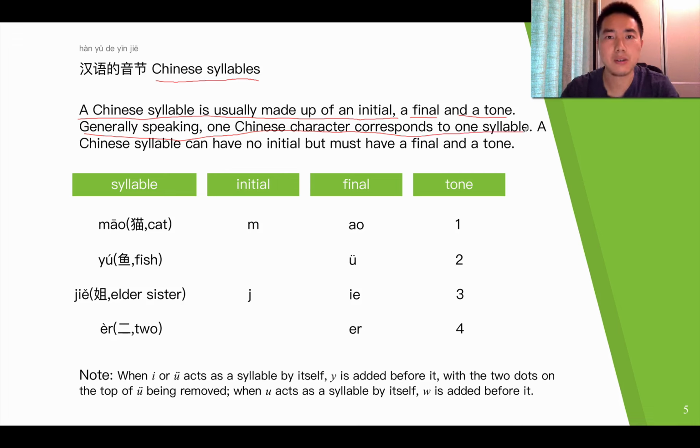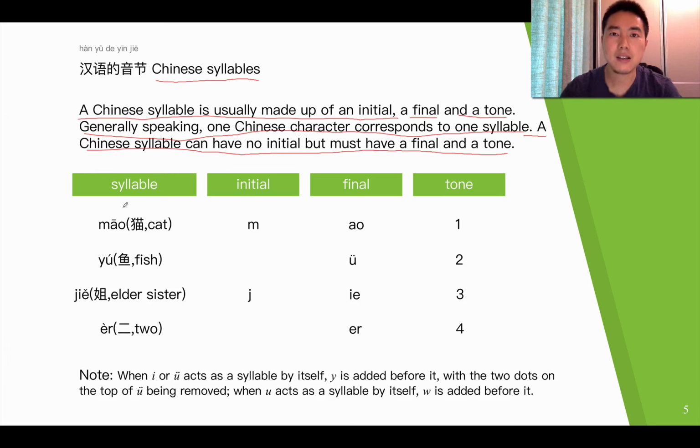That means the syllable is the thing we're going to use for pronunciation when we read the characters. A Chinese syllable can have no initial, but must have a final and a tone. That means sometimes the initial can be omitted, but not the final and not the tone. However, we do have a neutral tone that has no mark. It's kind of like the tone is omitted, but actually no. That is because it's using a neutral tone, and we're going to learn it later.